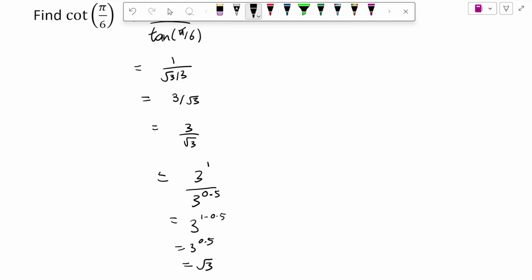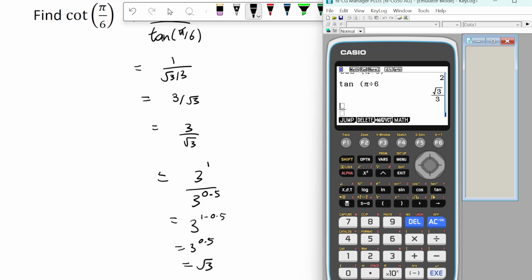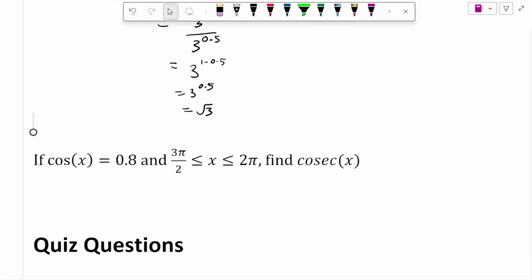And if we do on your calculator 1 over tan of pi over 6, let's see what that gives us. I think it should give us root 3. Yes, it does. Good.